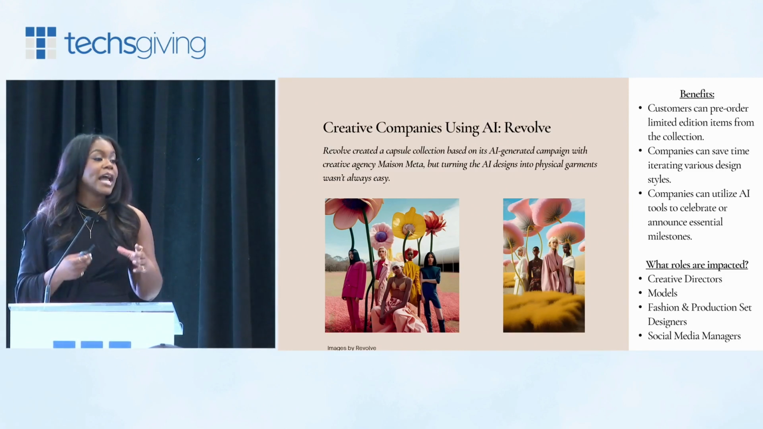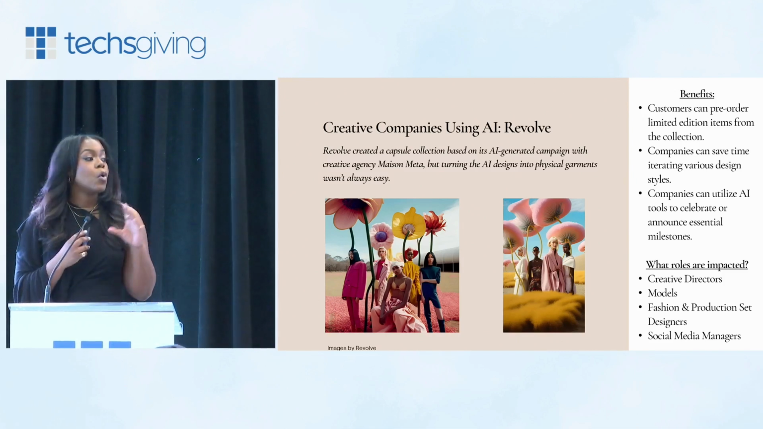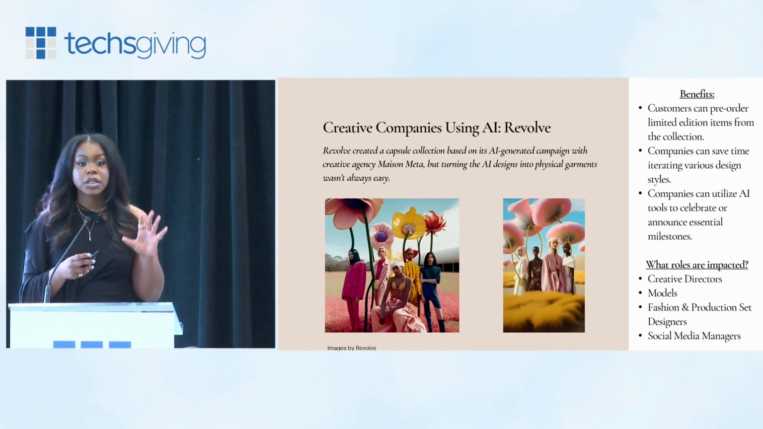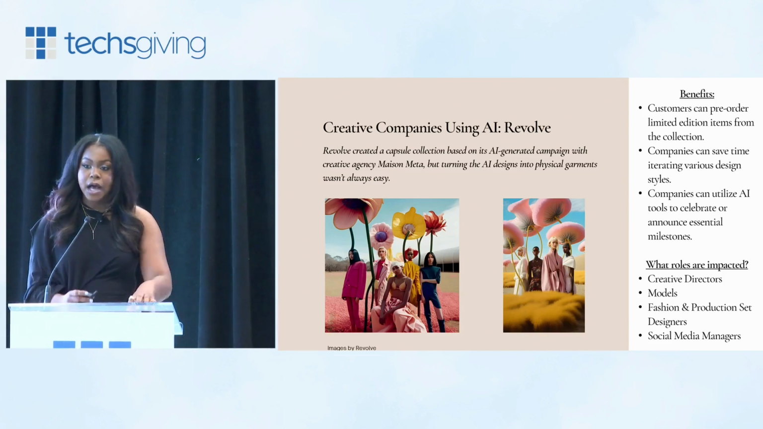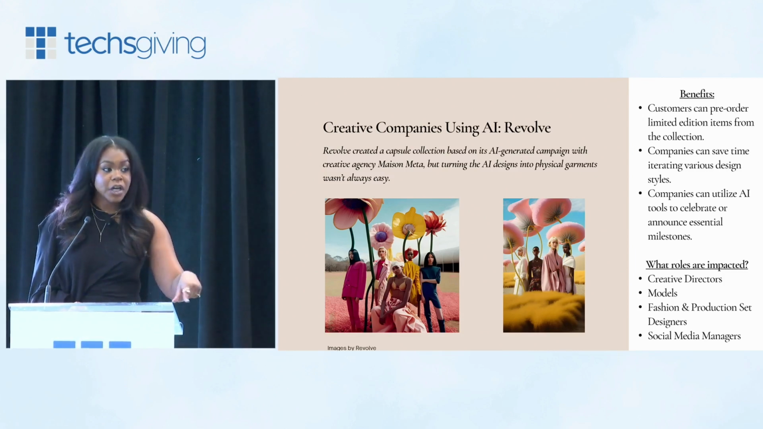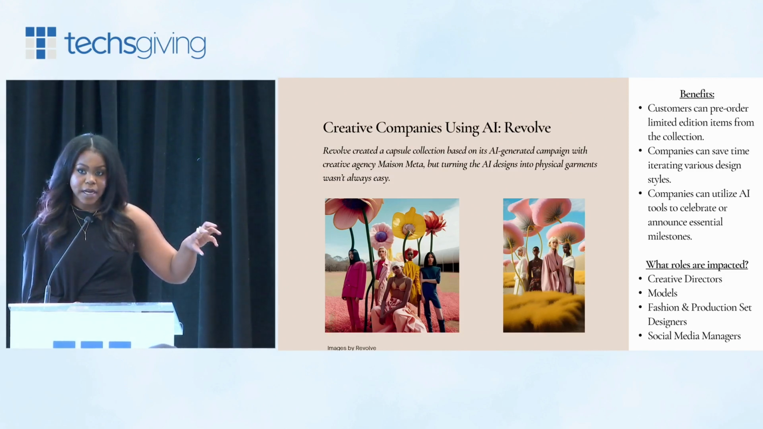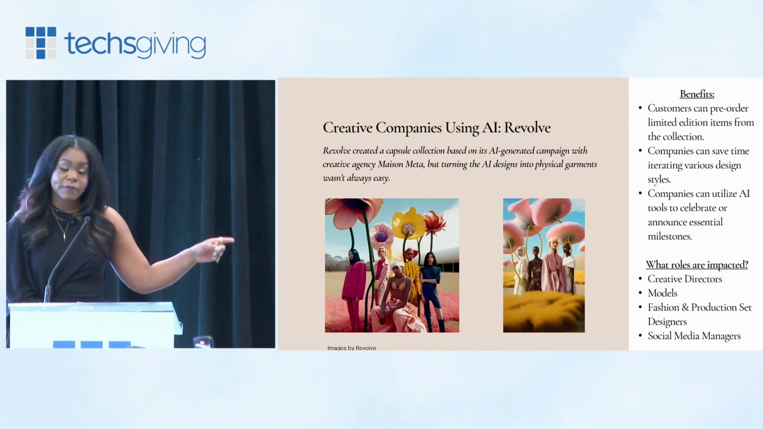Now, social media managers, this is going to be key. With social media managers, understanding how to reach your audience via text and image is essential. Utilizing AI to develop captions that are going to reach your audience, but also be picked up by the system so it's categorized correctly. So that's what Revolve did very well.